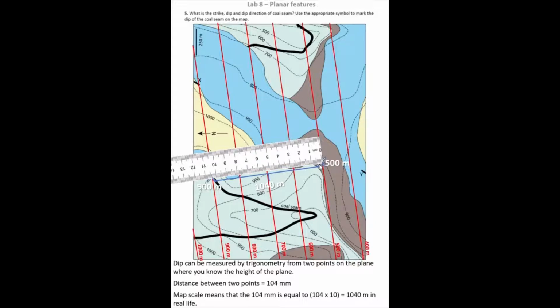We've already done the map scale. We know that 1 millimeter equals 10 meters in real life. So what we do is multiply that 104 millimeters between our two points by 10, and it tells us that distance is 1040 meters. So that 400 meter change in elevation of the coal seam is occurring over a horizontal distance of 1040 meters.